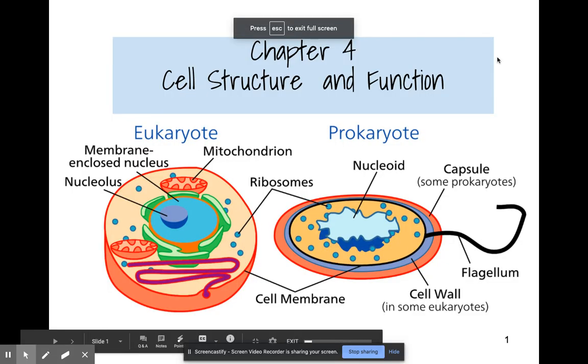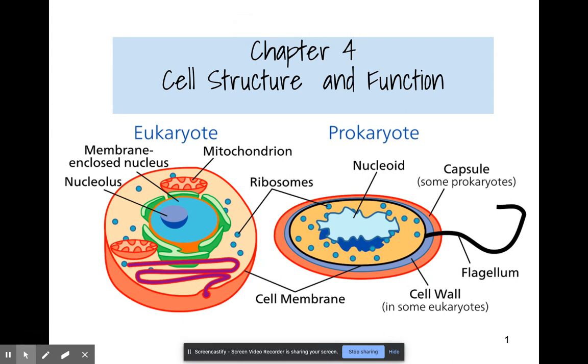Hi, everyone. So today we're going to go ahead and review cell structure and function. In this unit, we are going to talk about the cell structure as well as its function. The structure is how it's built, and the function is how it works.